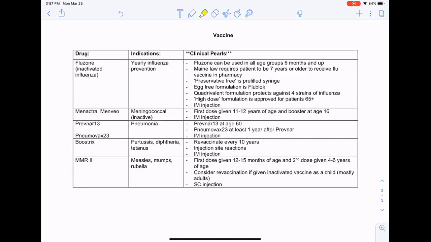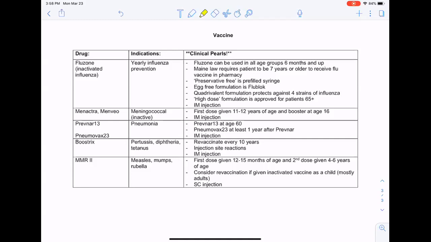Maine law requires patients to be 7 years or older to receive the flu vaccine in a pharmacy setting. So if they're under 7 years, they have to get it in their doctor's office. If they're older than 7 years, they can get it in the pharmacy. Now, as interns, I'm not sure if it's company to company, but I'm an intern for Hannaford, and I can only do patients 18 and older. So we can't do 7 to 17, basically. We can only do 18 and older.